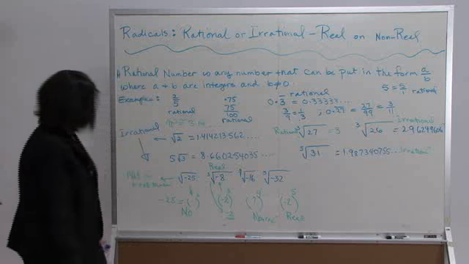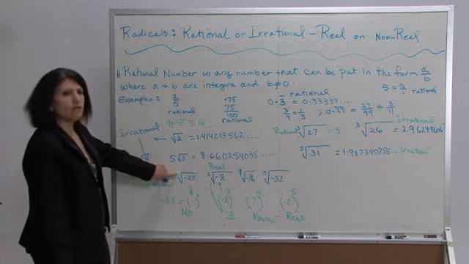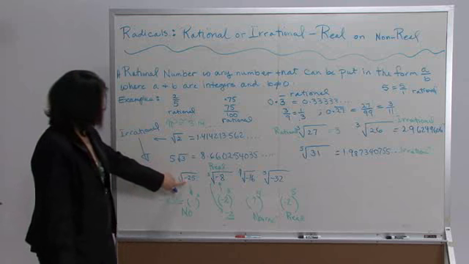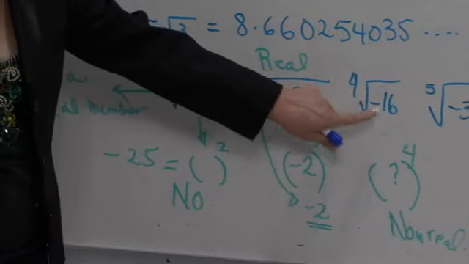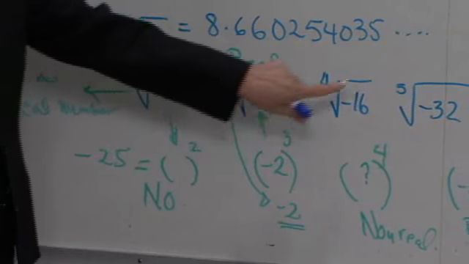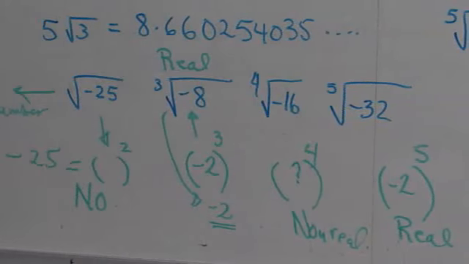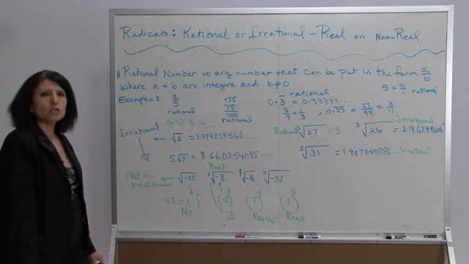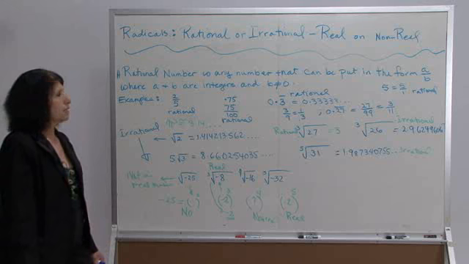So you notice that if the index is even and you have a negative number under, that's not real. So even index negative is not real, while odd index and negative is real. Odd index and negative is a real number. So hopefully you can differentiate between rational, irrational, real, and non-real.